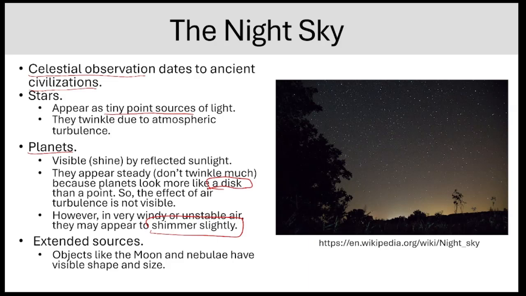And on top of stars and planets, we also see objects like the moon or nebulae, and these are called extended sources, since they have both visible shape and size. This observation of the night sky forms the foundation of astronomy.